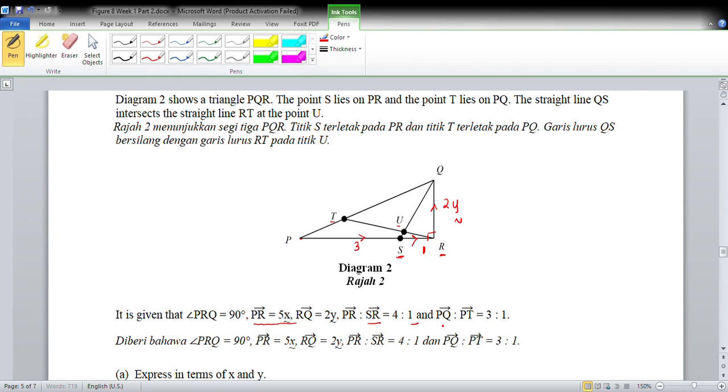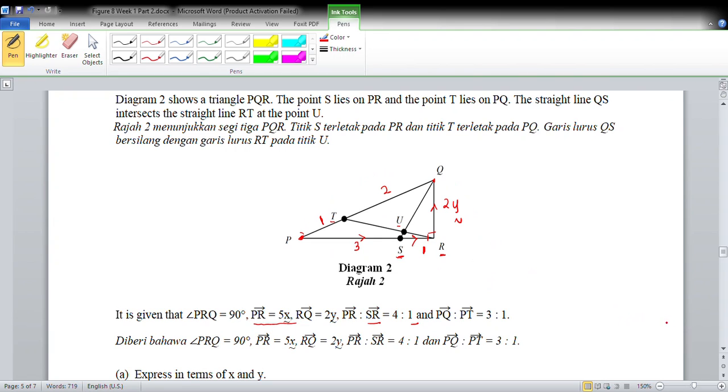Okay, the ratio of PQ to PT is 3:1. So PQ again from here to here, PQ is 3 parts and PT is 1 part. So PT is 1 part. P to Q is 3 parts, meaning this is 2 parts, right? So this is the information given. So we write out the information, and then we go on.